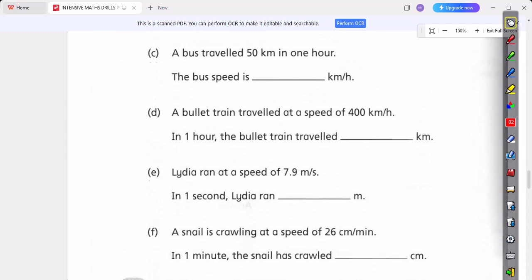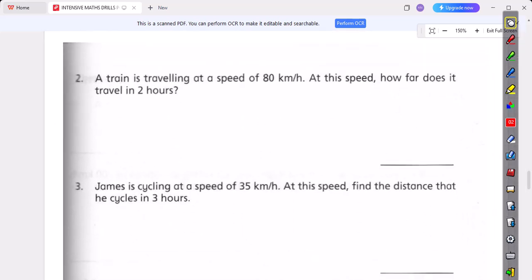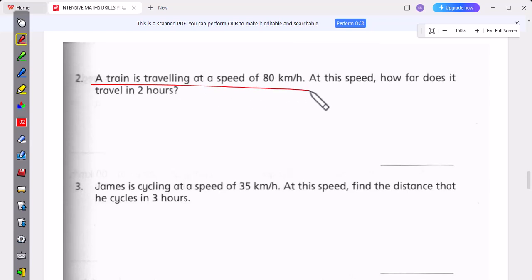So here, let's take a look at what we have. A train is traveling at a speed of 80 kilometer per hour. At this speed, how far does it travel in 2 hours? Let's take a look at the first statement. We find out what information we can get and change it into a math model. Let's say speed equals 80 kilometer per hour. At this speed, how far does it travel in 2 hours?